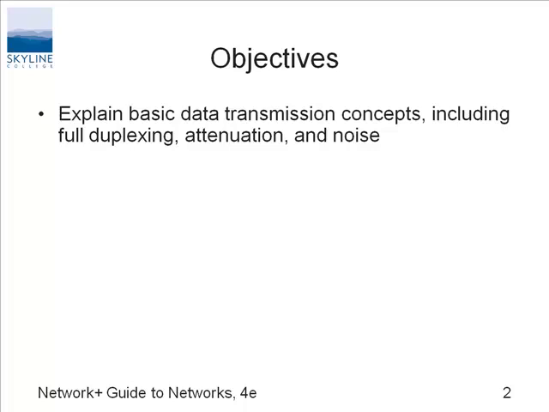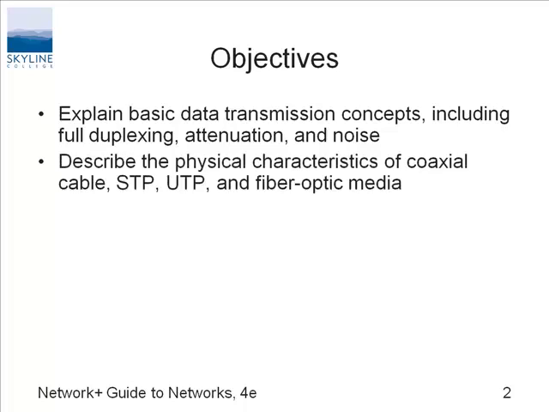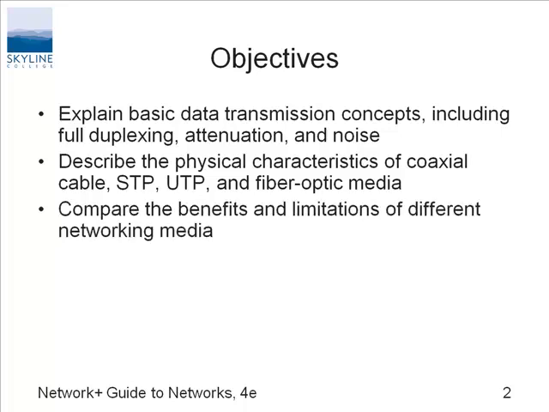There is a lot of terminology in this chapter. There's a little bit of conceptual material, but lots of terminology. The physical characteristics of coaxial cable, shielded twisted pair, unshielded twisted pair, and fiber optic media. And that's what all this stuff up here is, primarily. The benefits and limitations of different networking media: what would you use in different circumstances?